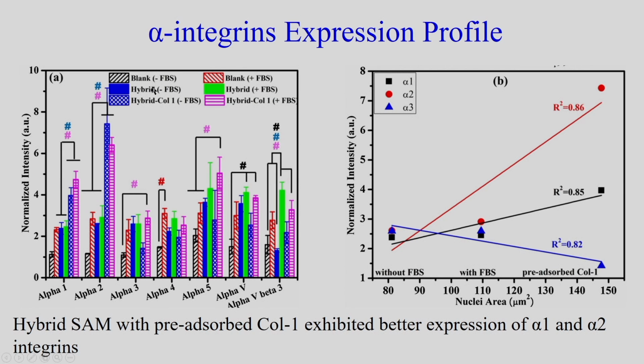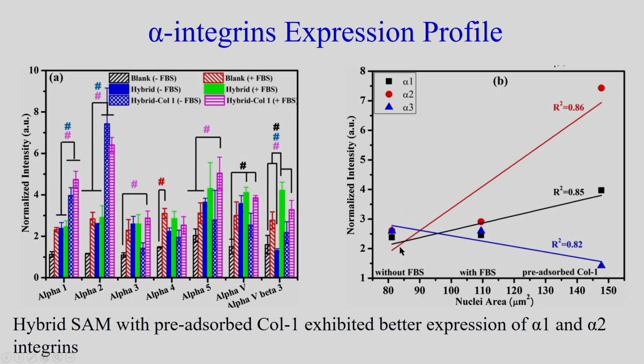Again, if you see here, in all three cases, when the media was without FBS and when the media was with FBS, there is a slight improvement in the cell adhesion or the integrin expression. So, what it says is that one can relate the cell adhesion behavior with the integrin expression, because it is expected that cell adhesion is mediated by cell adhesive molecules like integrins. So, here we have analyzed alpha 1, alpha 2 and alpha 3 integrins for all three cases: without FBS, with FBS and the surface with pre-adsorbed collagen.